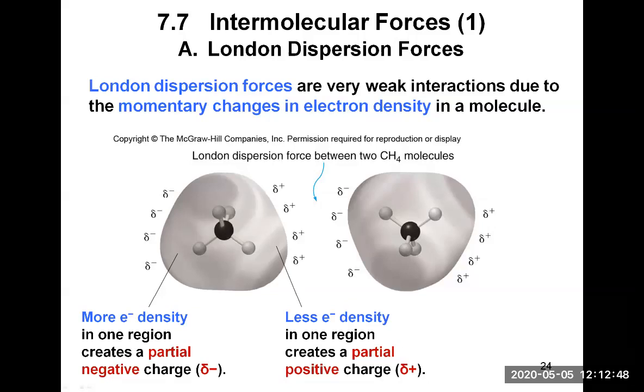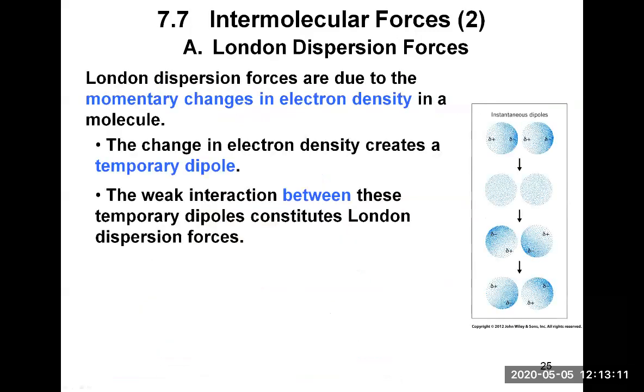And that can happen also to a neighbor molecule of methane. And so these partial positive charges and partial negative charges are attracted to each other because they are opposite charges. And so that will create an attraction between these two molecules, for example. So the London dispersion forces are due to those momentary changes in electron density in a molecule.